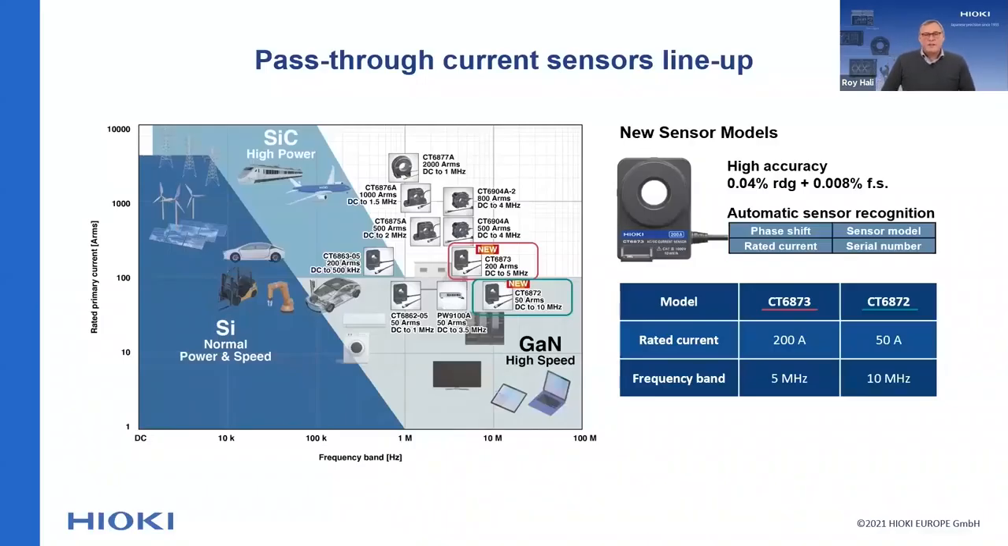Here you see the overview of the Hioki pass-through current sensors. This type of current sensor provides the highest accuracy and bandwidth. For instance, check out the new CT6872 and CT6873 with their extremely high accuracy and bandwidth. These current sensors are designed for SiC and GaN applications where switching frequencies can be 100 kHz or higher.